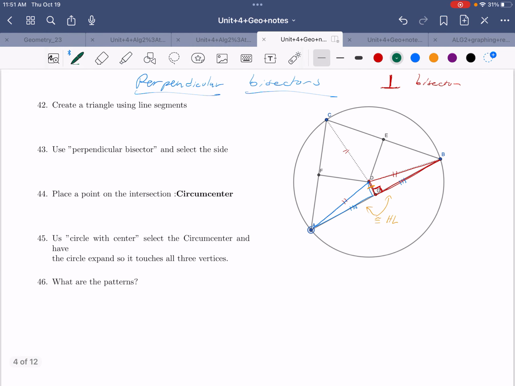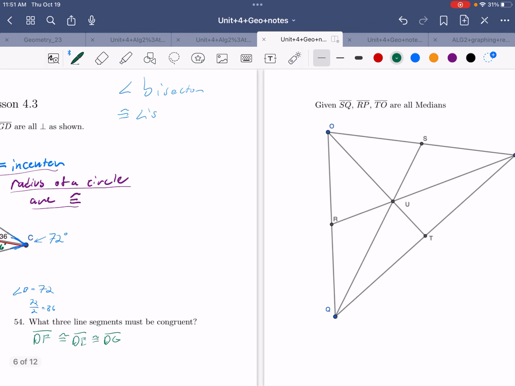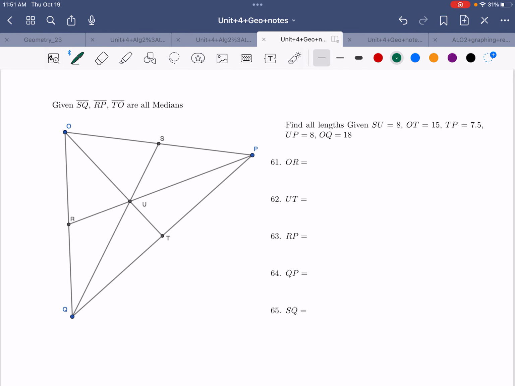Okay, so let's go back over there. So we're going to go to this one. SU is 8. So where's SU? If this is 8, this is the short side, right? So this right here is the short side, which means the rest of it, this side, must be 16. Okay?